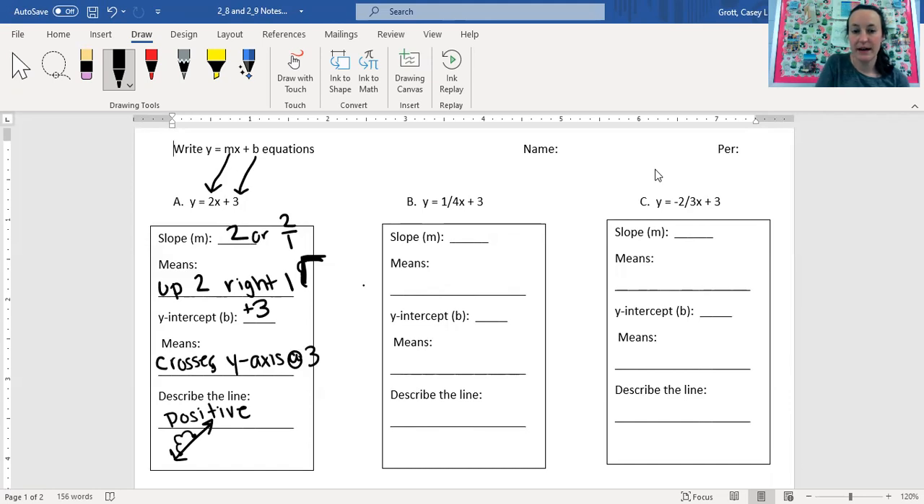If I look at the next one, Word can be kind of weird in how it does fractions. If it makes you feel better, guys, this is how that equation is being written. So my slope m, here's m, here's b. M is always attached to the x. So my slope is going to be 1/4, which means if we were drawing this out or counting this out, I went up 1 and I went to the right 4.